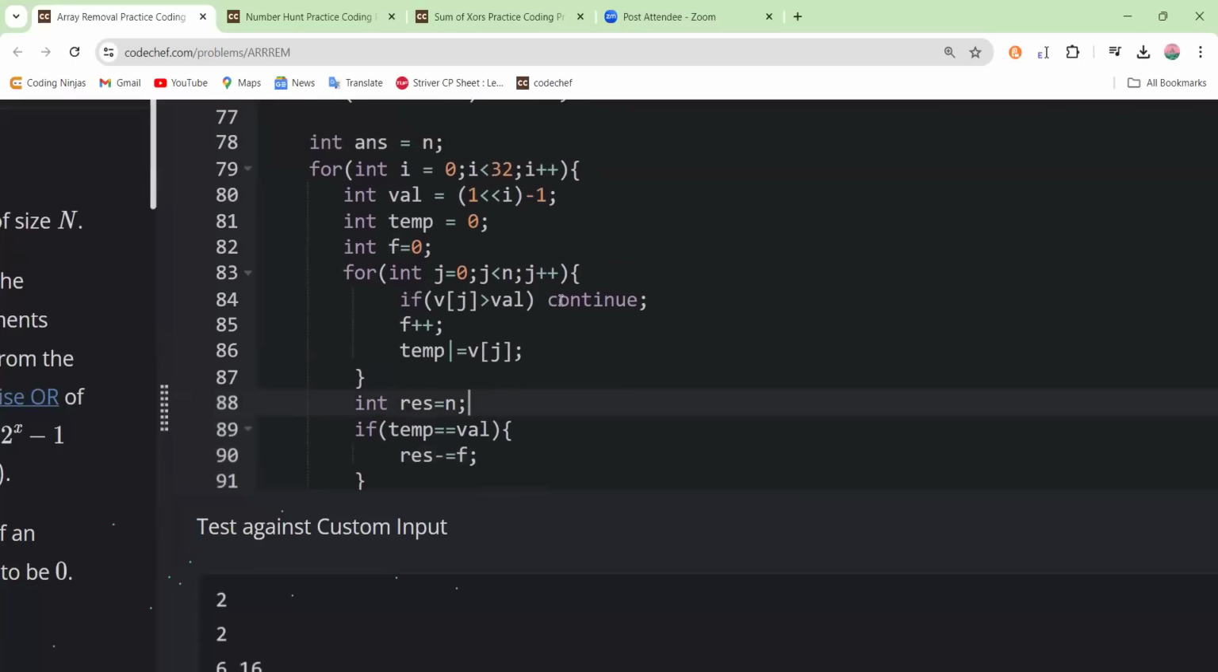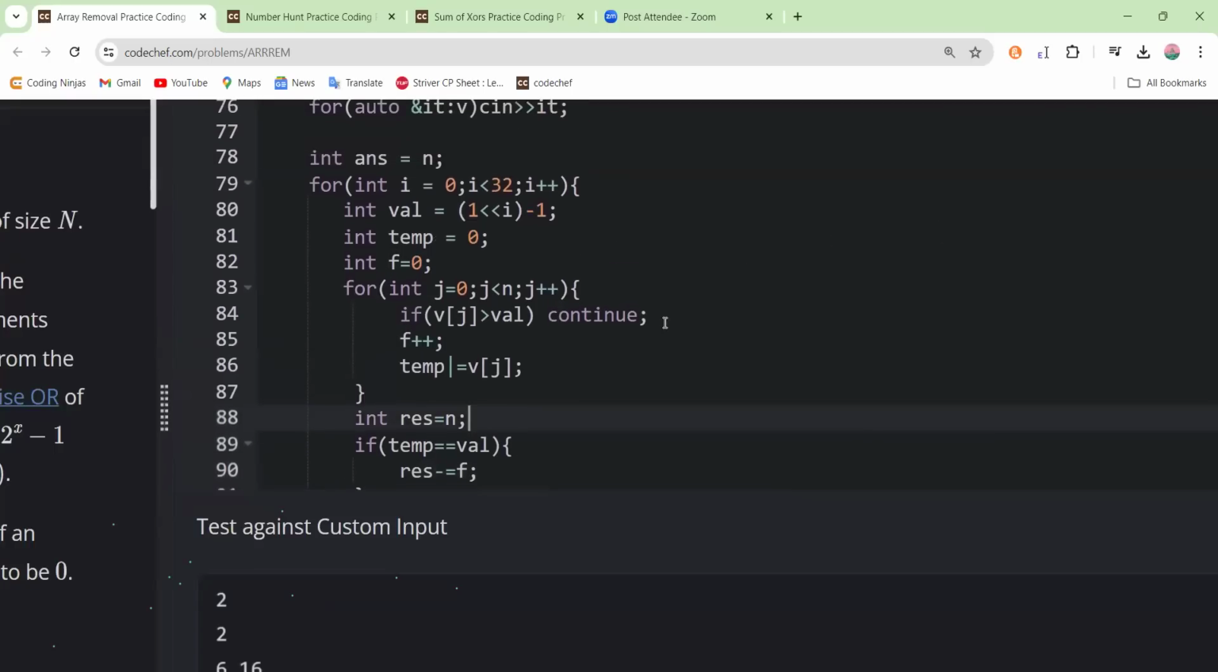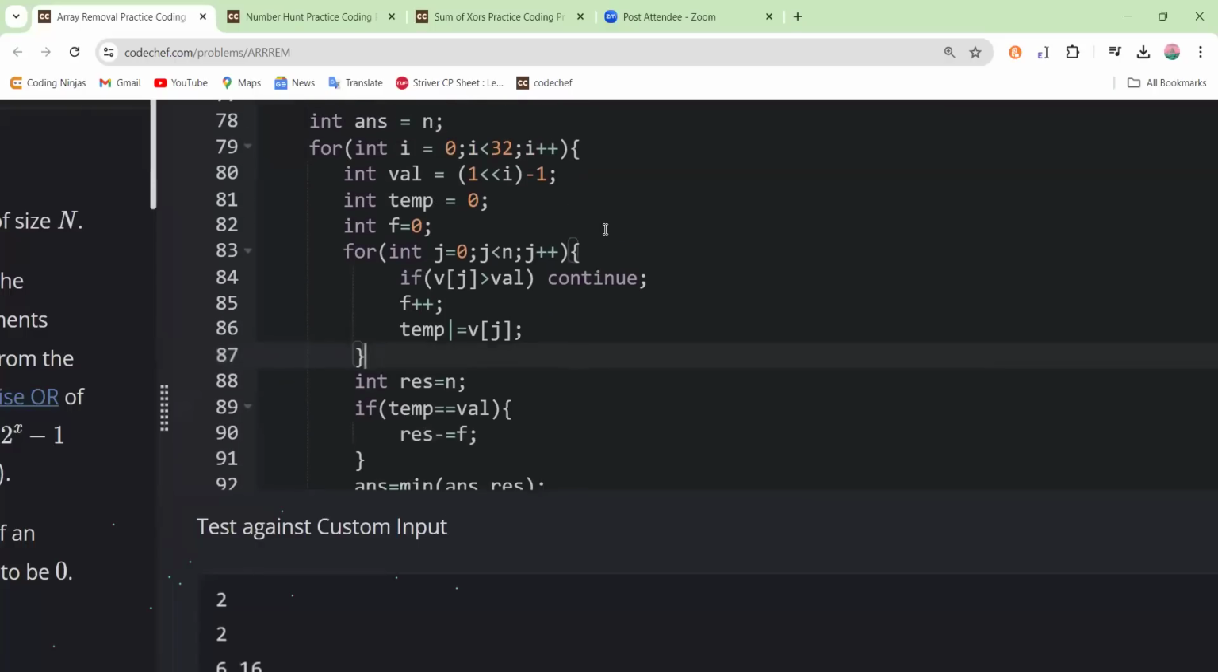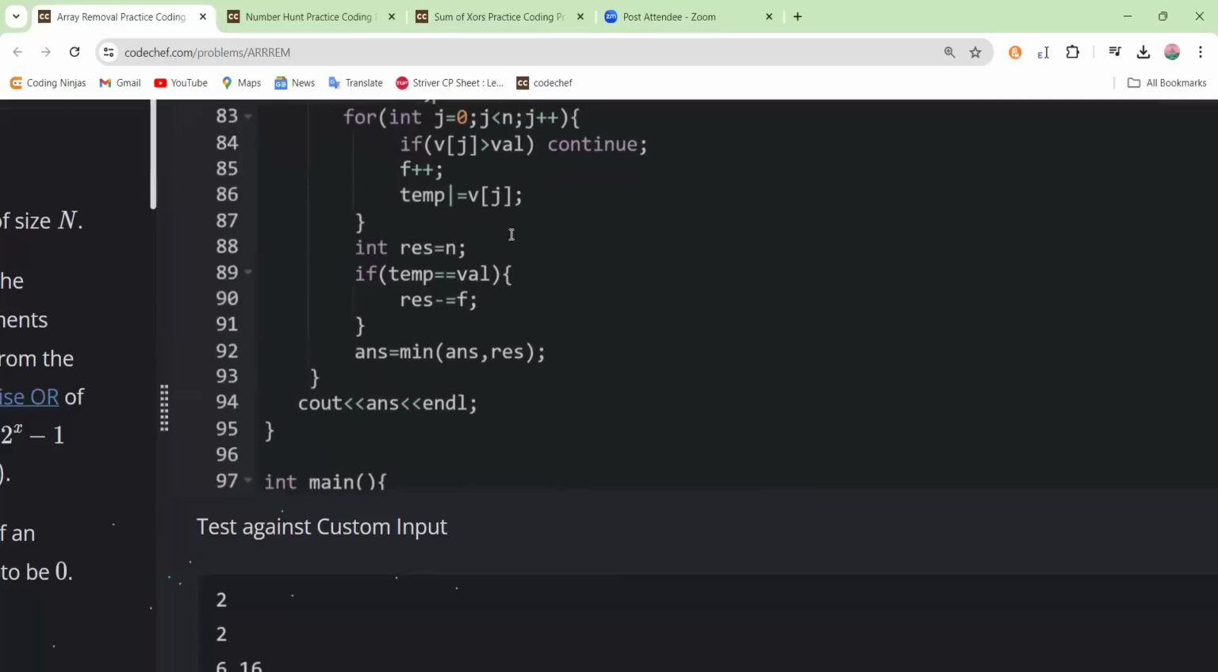So yeah, this was the solution. There may be many ways, but this was the way that I thought of during the contest, so that all possible combinations are explored. Okay, any doubt in this solution?